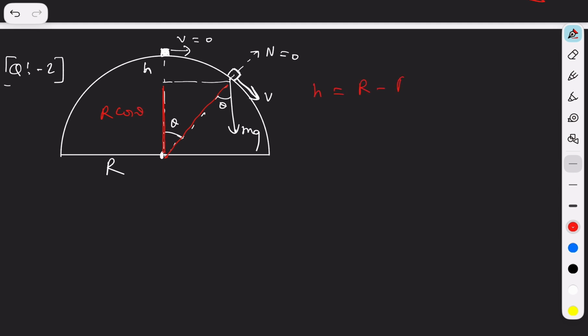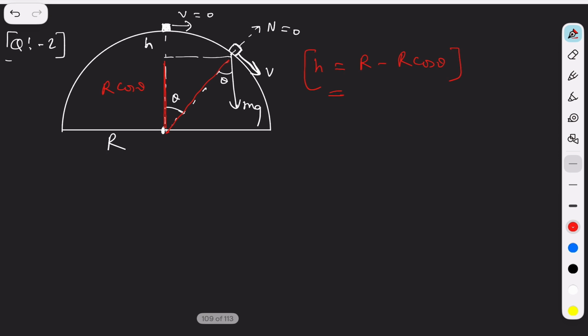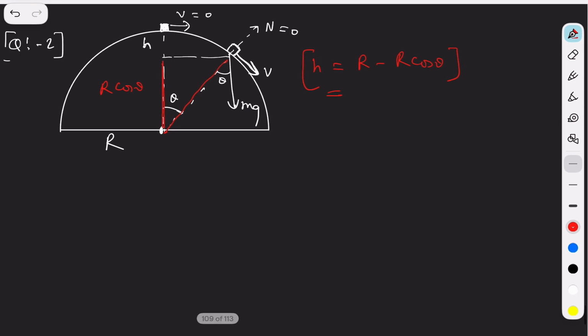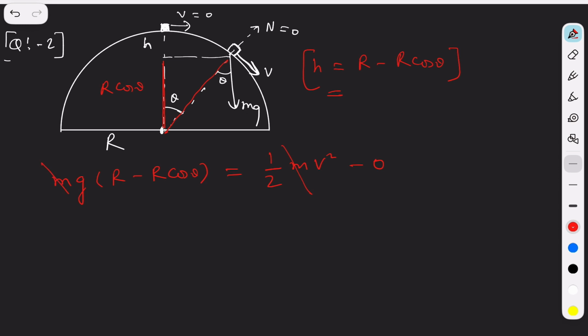Now, how much velocity it has gained coming down this much? The positive work done will be mg times r minus r cos theta, and that is equal to the change in kinetic energy. So half m v square minus 0, because the initial velocity is almost 0. So v square is 2gr times 1 minus cos theta; that is your velocity right now.